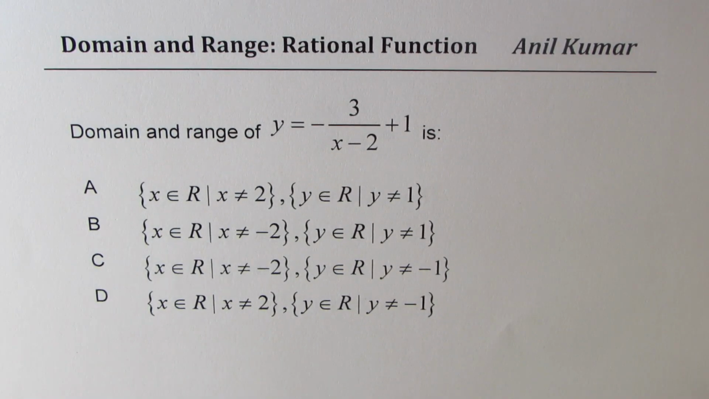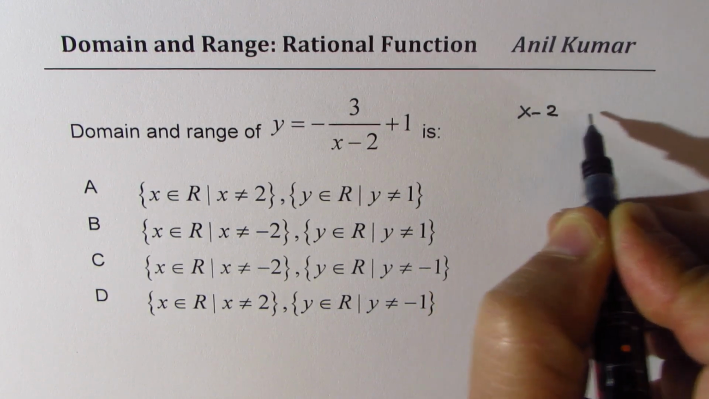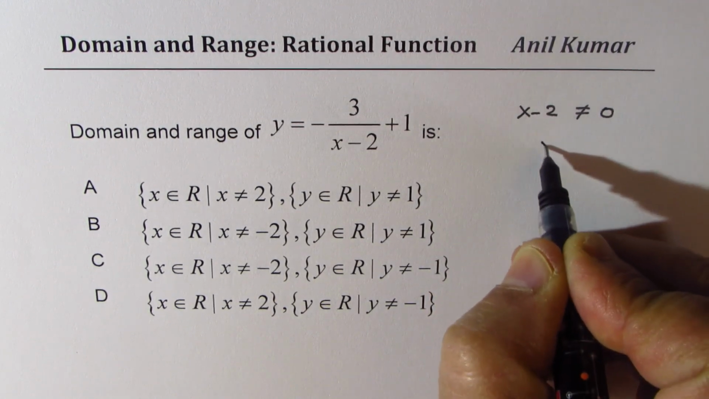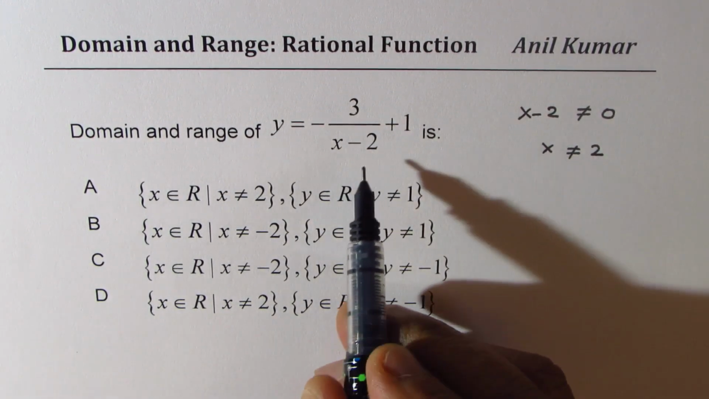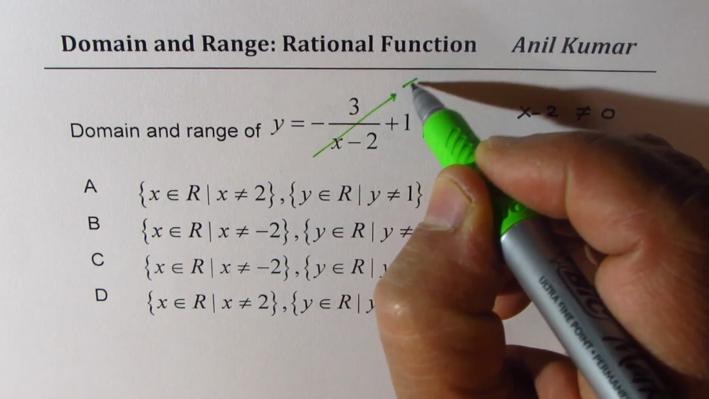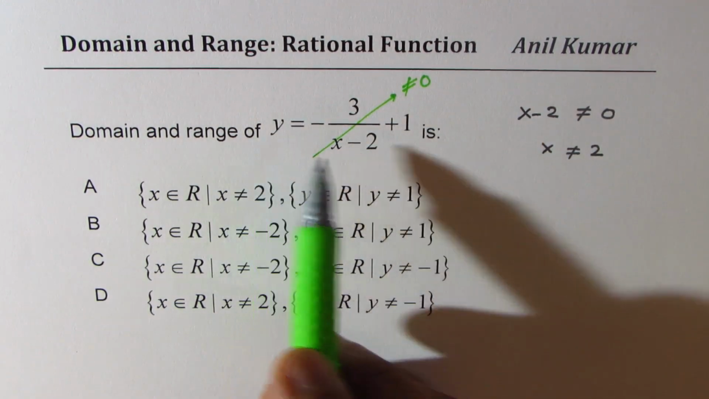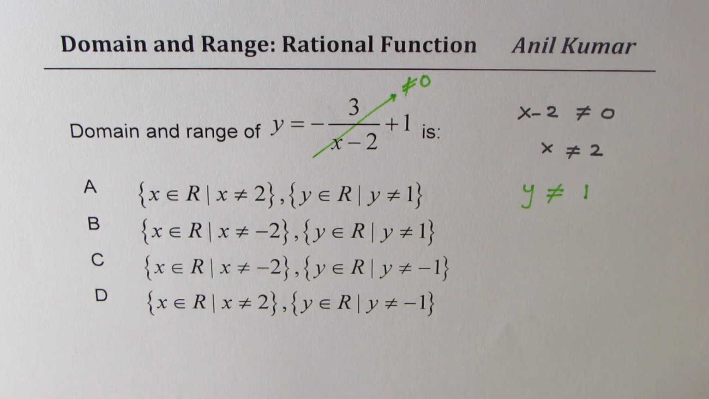To find domain and range of y equals to minus 3 over x minus 2 plus 1. Now, as you know, denominator cannot be 0, right? So, you can equate x minus 2 not equal to 0. That means x is not equal to 2. That is the domain. As far as y value is concerned, if this portion is not equal to 0, then y is not equal to 1. So, y is not equal to 1, correct? That is how you can get quick solution.